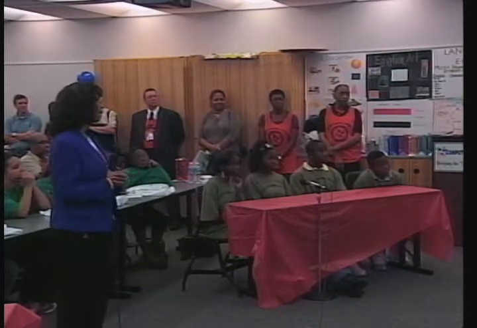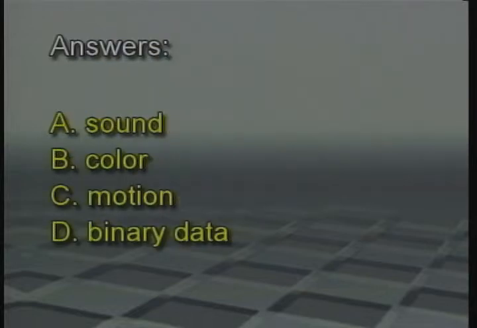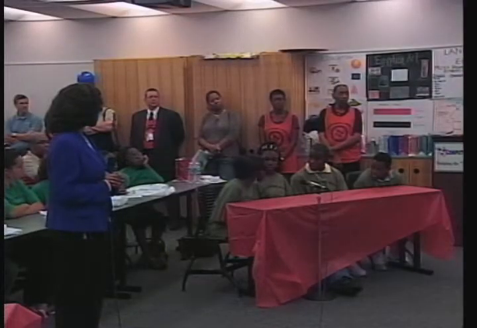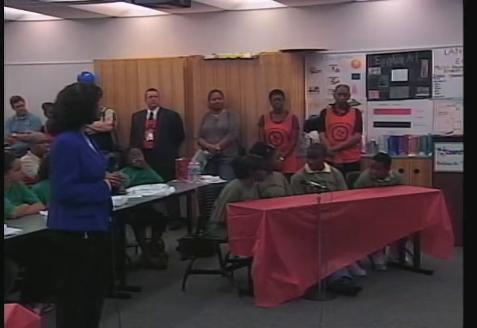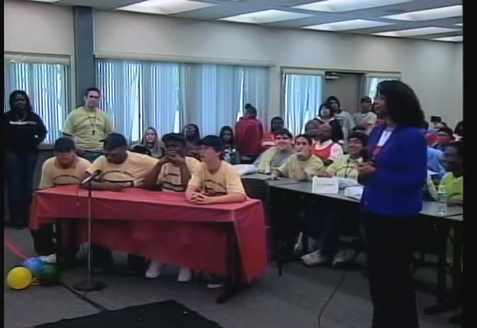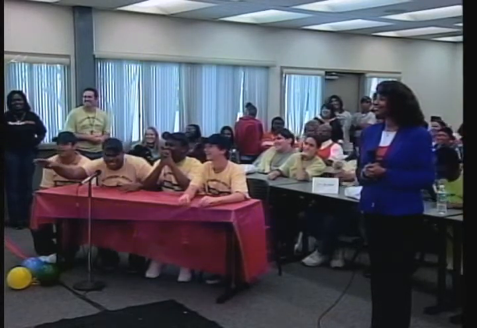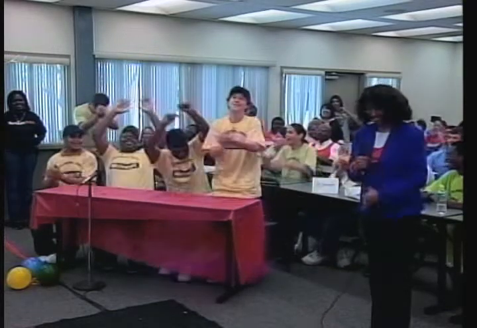All right. INS, question number 6 goes to you. RGB, CMYK, and HSV are common ways to represent A, sound, B, color, C, motion, or D, binary data. D, binary data. That's incorrect. Okay. Microsoft, 15 seconds. B, color. That is correct. All right.